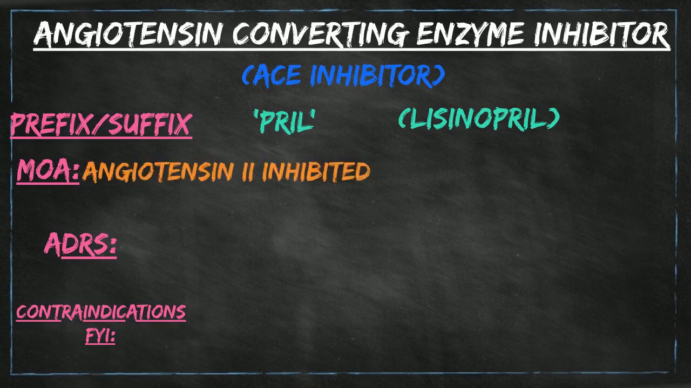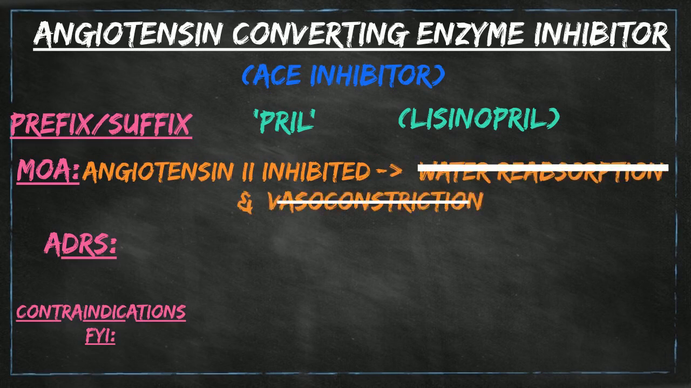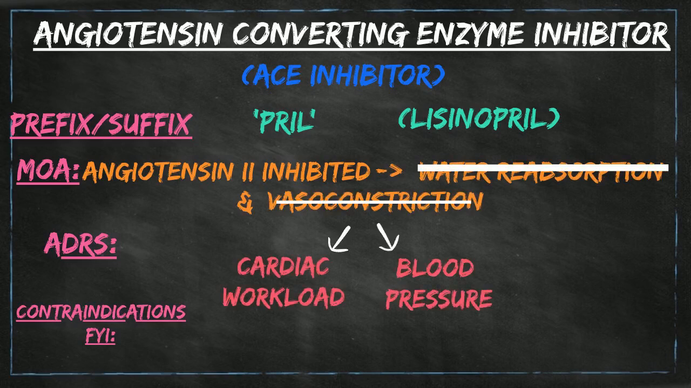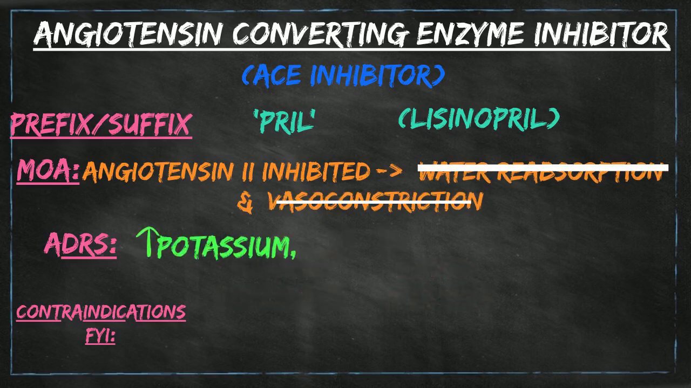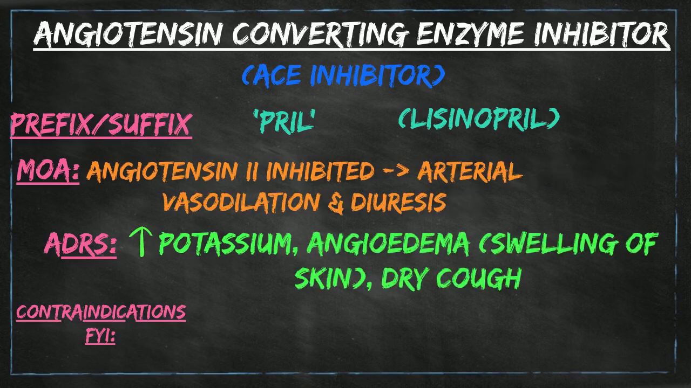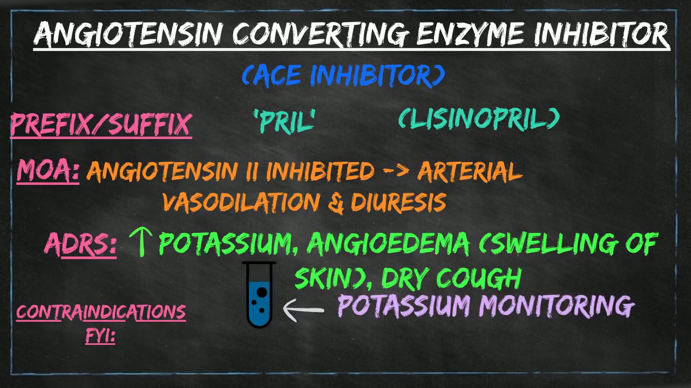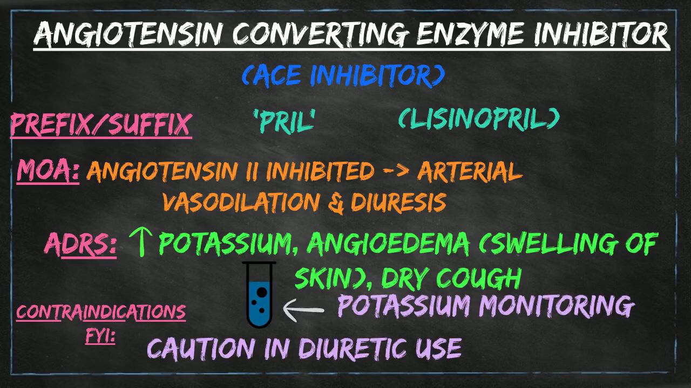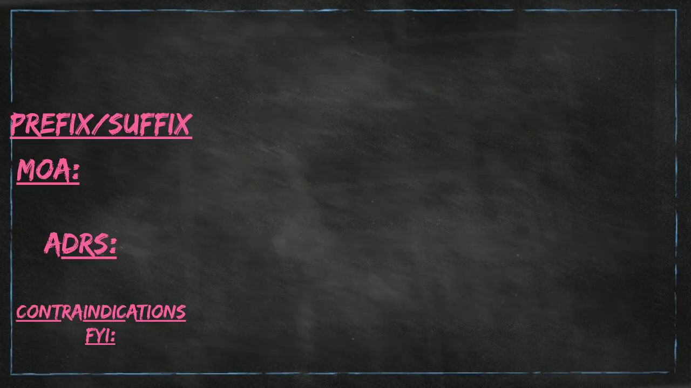The absence of angiotensin 2 prevents water reabsorption and vasoconstriction from occurring, which lowers cardiac workload and blood pressure. Adverse effects include high potassium or hyperkalemia, angioedema, and a dry cough. If the patient develops angioedema or persistent dry cough, alternative drugs should be considered. Potassium levels should be consistently monitored, especially when using other drugs like diuretics, which can cause fluctuations of potassium.